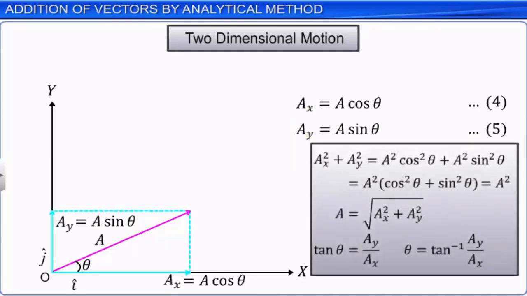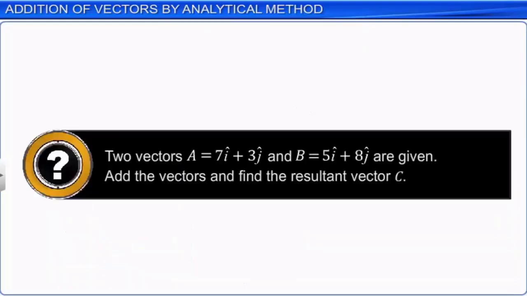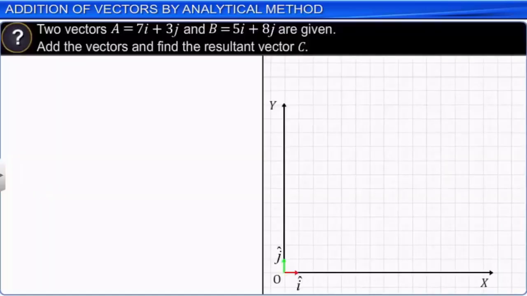Two vectors A is equal to 7i plus 3j and B is equal to 5i plus 8j are given. You are asked to add these two vectors and find the resultant vector C. To understand the procedure clearly, you need to first solve the problem using graph paper. To draw vector A, first mark the point 7, 3 on the graph paper. 7 is the coefficient of i and 3 is the coefficient of j.